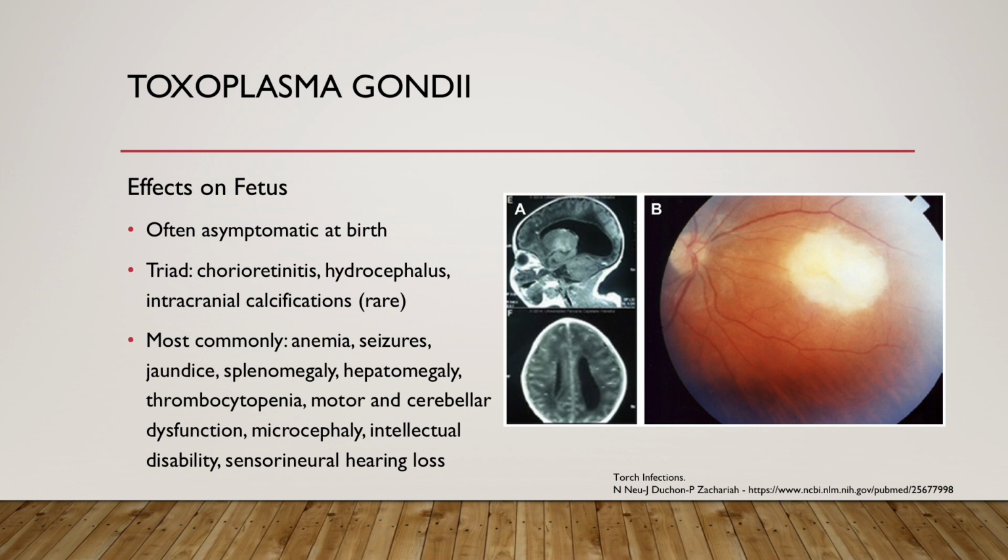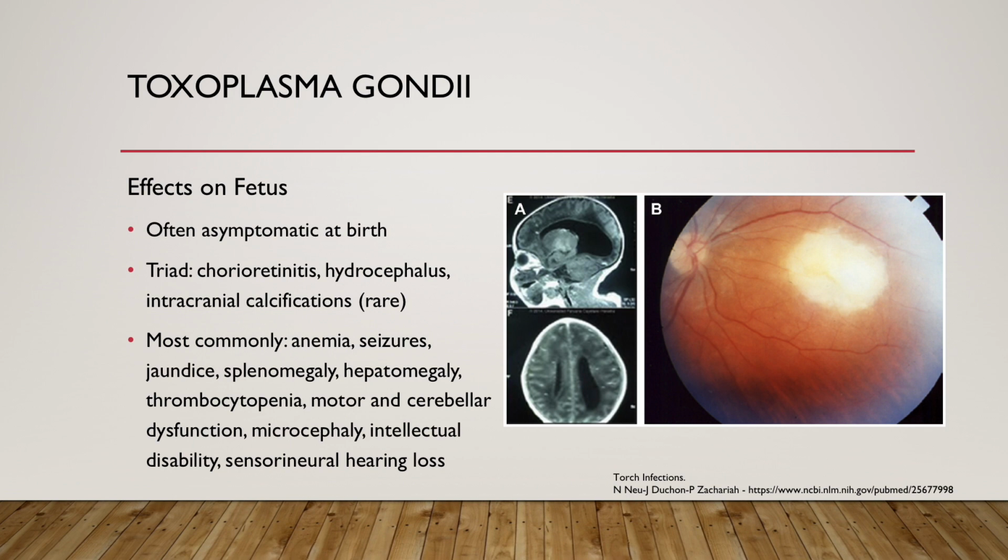The images on your right show hydrocephalus, increased fluid buildup in the spaces in the brain, and chorioretinitis, inflammation of the choroid and retina. Intracranial calcifications would also be seen on this scan as bright white spots.